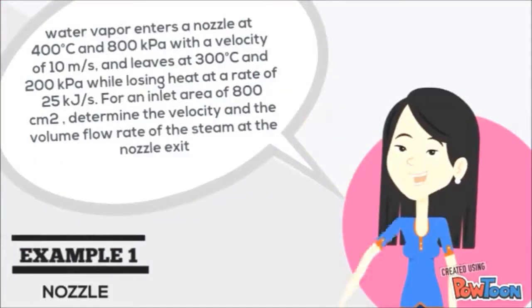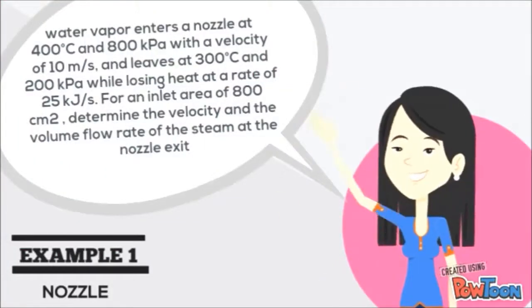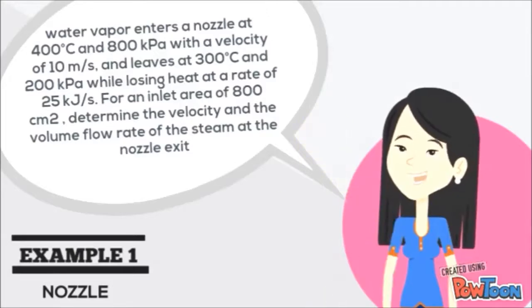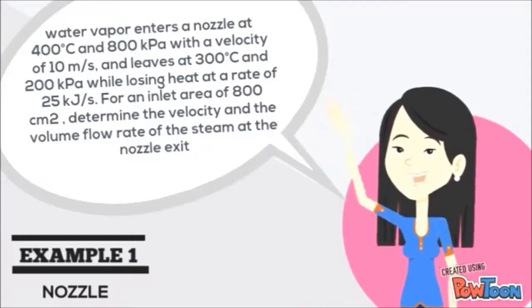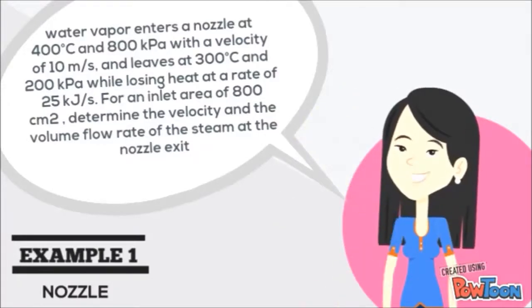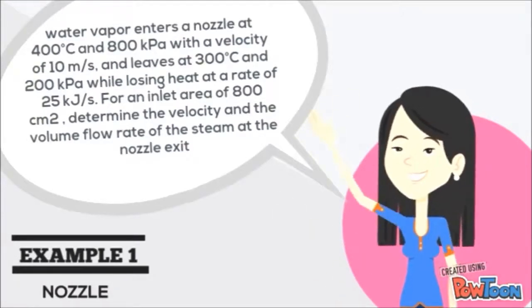Okay, question number one is nozzle. Water vapor enters a nozzle at 400 degrees Celsius and 800 kPa with a velocity of 10 m/s and leaves at 300 degrees Celsius and 200 kPa while losing heat at a rate of 24 kJ per second. For an inlet area of 800 cm squared, determine the velocity and the volume flow rate of the steam at the nozzle exit.